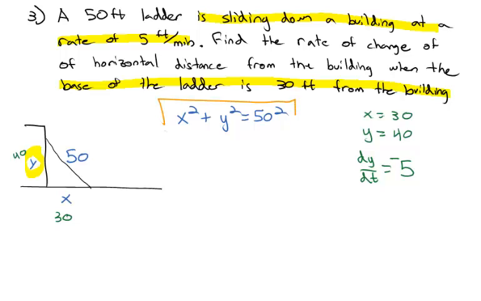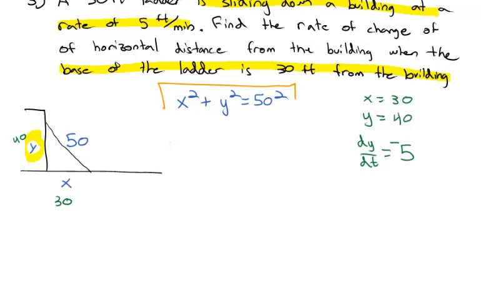So now we'll take a look at our function and take its derivative implicitly. The derivative of x squared is 2x dx/dt, always multiplying by the derivative of the variable. The derivative of y squared is 2y dy/dt, equals the derivative of 50 squared, which is 0, because that's a constant. And then we just have to plug in what we know.